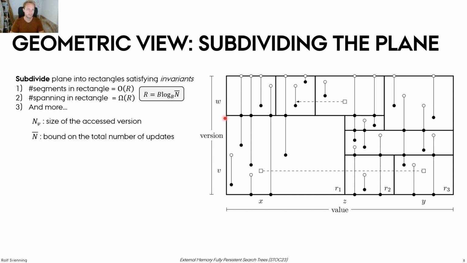And these rectangles have to satisfy certain invariants. So the first invariant here is that the number of segments in each rectangle should be order r. And r here is a parameter which we set to be b log base b of n bar. And n bar here is a bound on the total number of updates that are applied to the structure. What we actually want is to have this be proportional to the size of the version we're accessing, but we'll see later that you can actually change one for the other. So for now, just think of it as being either one.